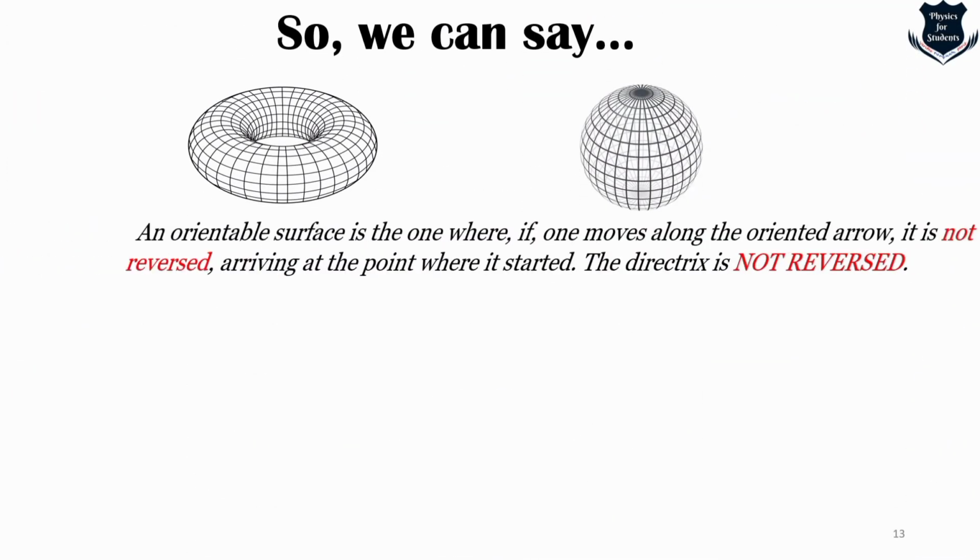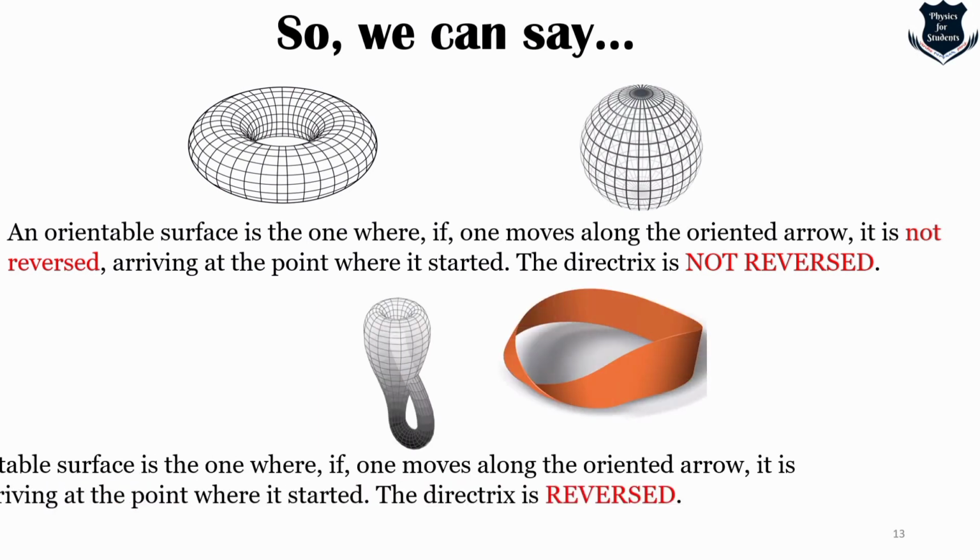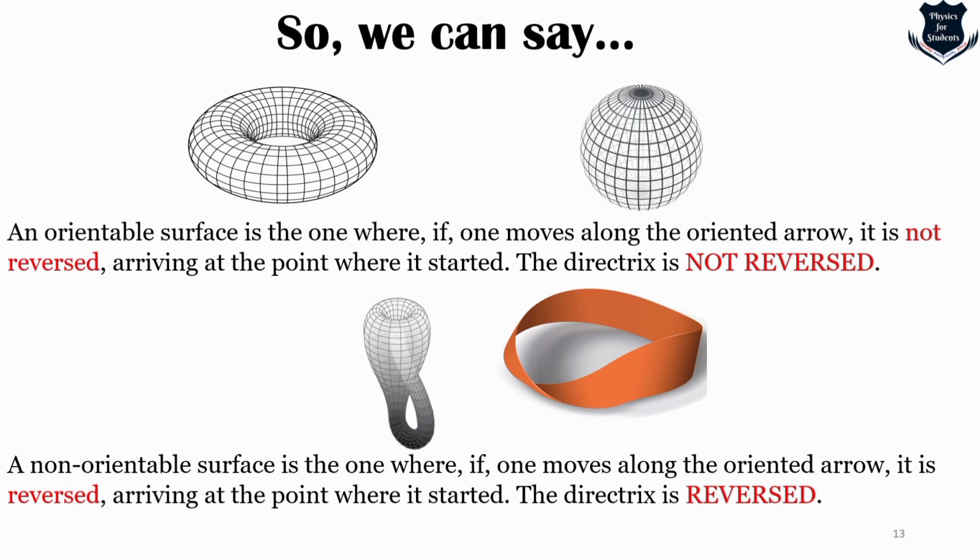So what we can say is that an orientable surface is one where, moving along the oriented arrow, it is not reversed on arriving at the point where it started. That means the directrix is not reversed. Whereas with a non-orientable surface, the directrix is reversed, and when one moves along the oriented arrow, it is reversed on arriving at the point where it started. This is a very important concept of topology, the orientability and non-orientability of surfaces.